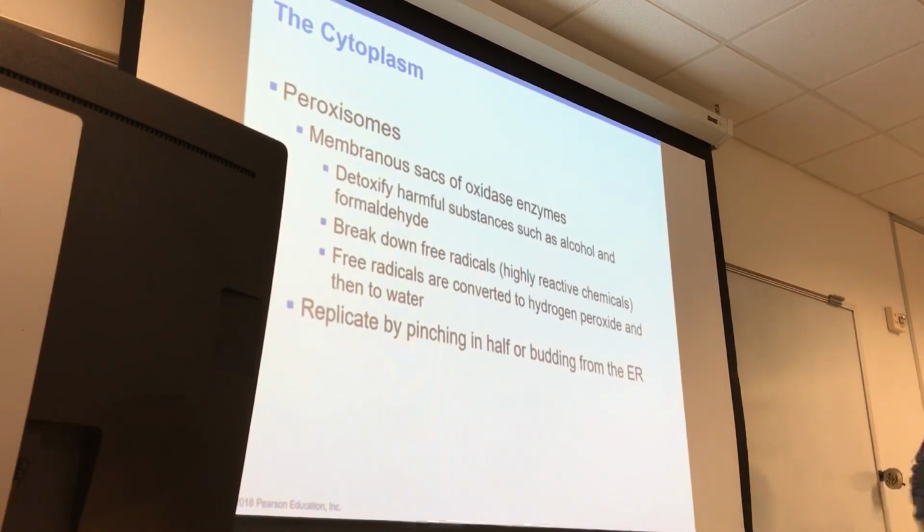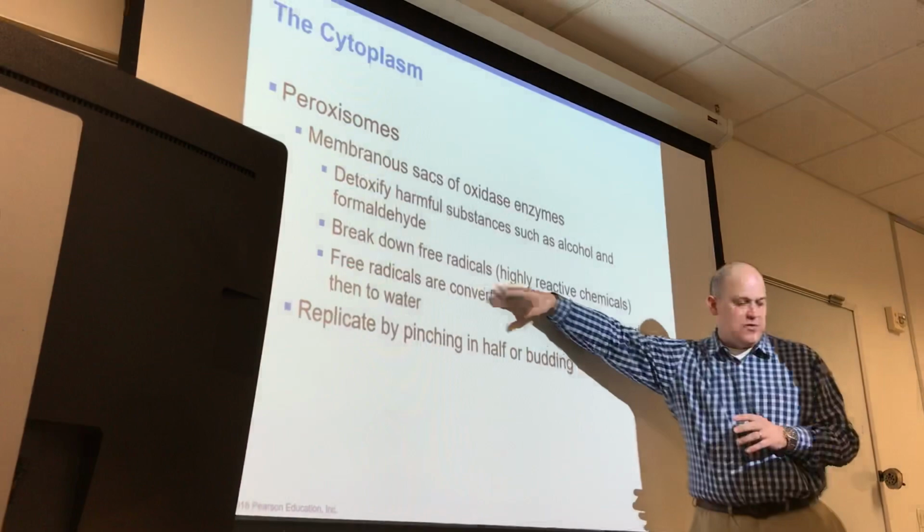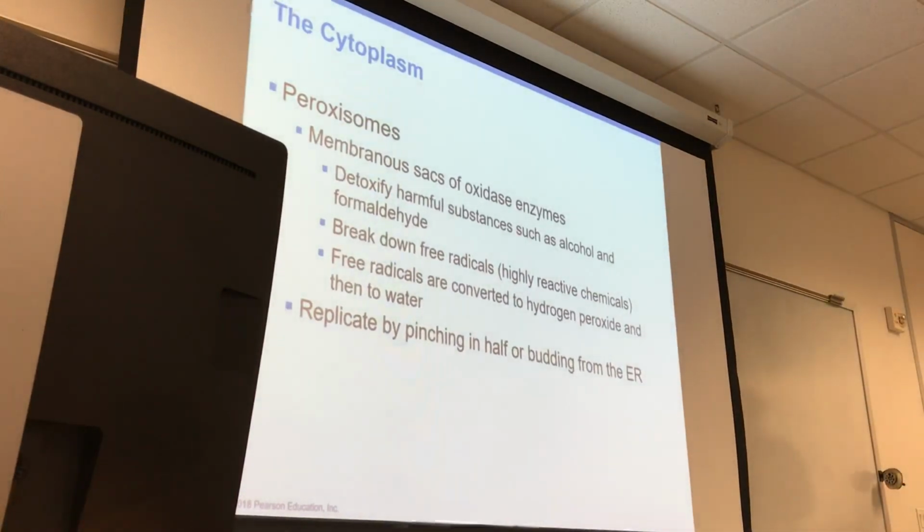Peroxisomes. Peroxisomes are little sacs within the cell which help to detoxify the cell from harmful substances such as alcohol and formaldehyde. They break down something called free radicals. Free radicals are produced with certain metabolic processes in the body.